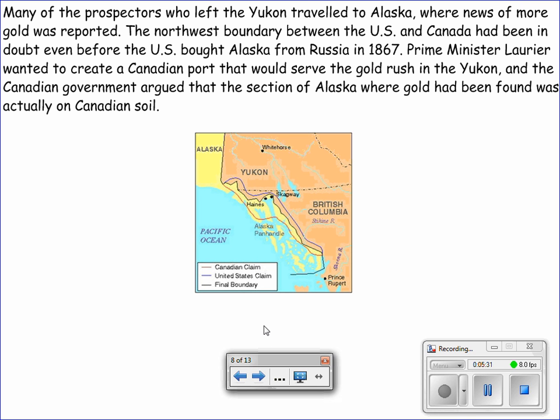And so you can see the Canadian-American dispute on this map here, as the red line represented Canada's claim to that part of Alaska. The United States put its claim in blue, and then finally the black represents the final boundary, which was established following a court ruling that we're going to learn about on this next slide.